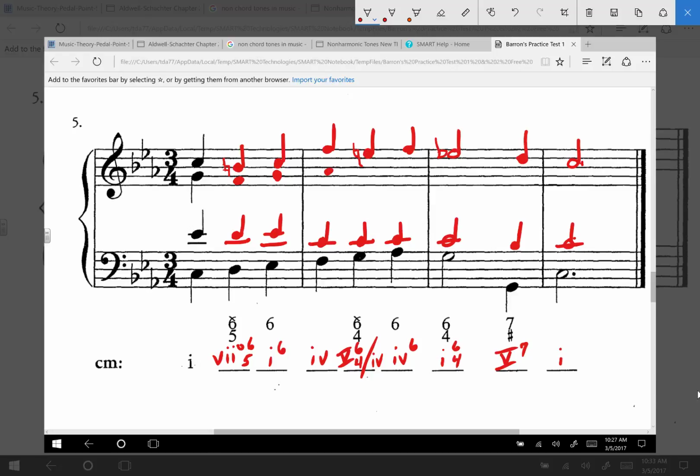G, A, F, half note, don't forget about that, and dotted F. So this is my solution. And take a moment to check to see if you have the correct chord spelling. The correct doubling.